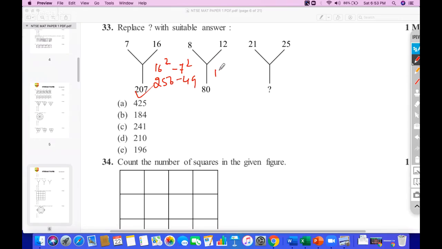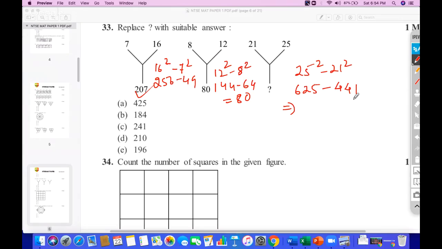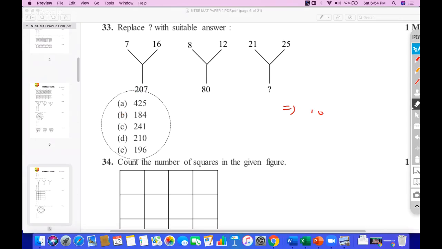Absolutely right. 12 square minus 8 square. So 144 minus 64 is 80. So 25 square minus 21 square, which is 625 minus 441. So this gives me nothing but 16. So 184 is my answer. So answer here is 184.